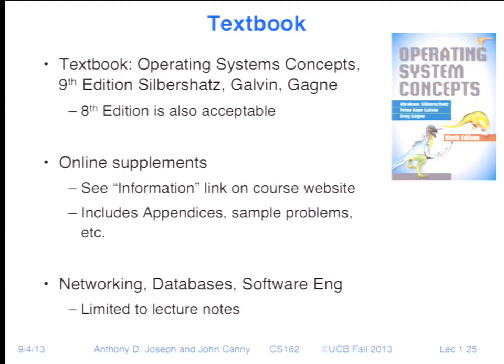There's lots of online information that we also have for this class. If you go to the information link, you can see other books that you might be interested in buying. I think there's a C book, there's a Unix BSD book, a Java book that's actually free, you don't have to buy it, and other books. Also, for networking, database, and software engineering topics, that material is primarily going to be limited to the lecture notes.